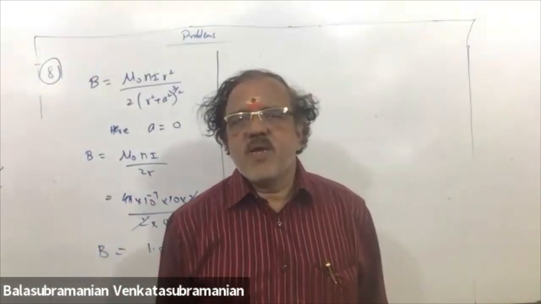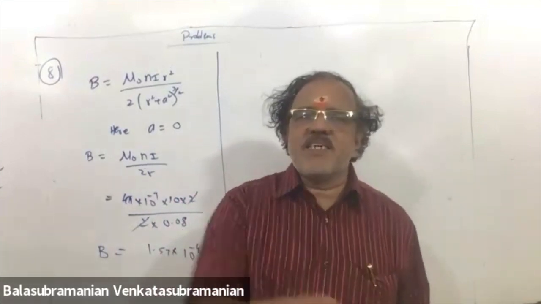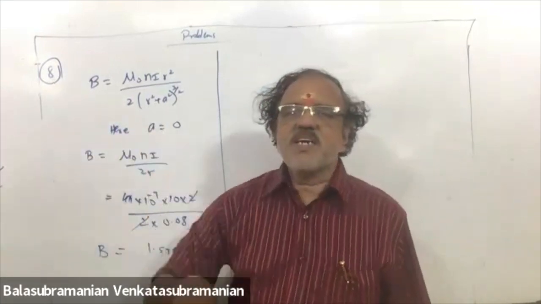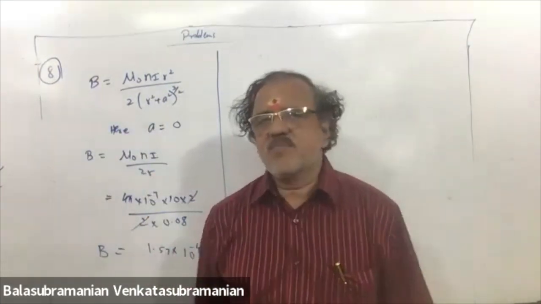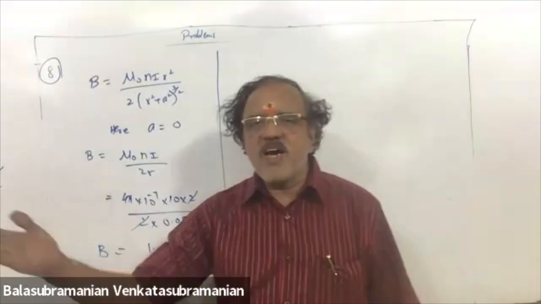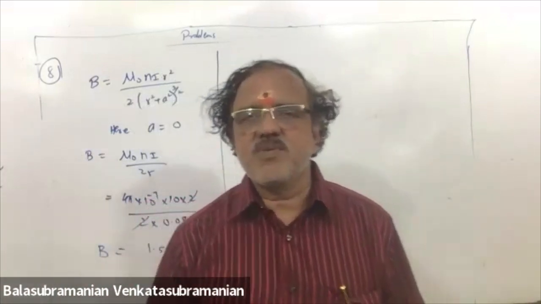Correct? Straight formula, circles along the axis. Suppose it is placed at a distance, this formula we have to use. The question here is point at the center, so we have taken x is equal to 0. If the point is somewhere else, then according to that you substitute the value of A.